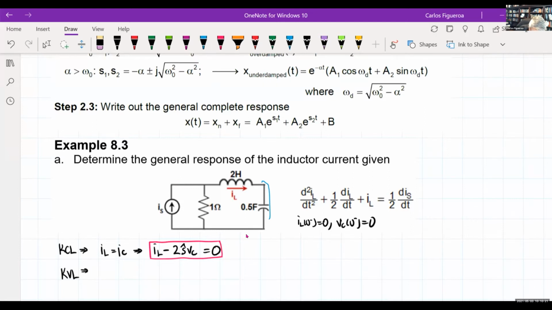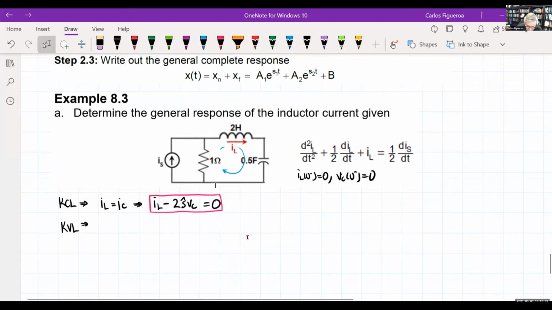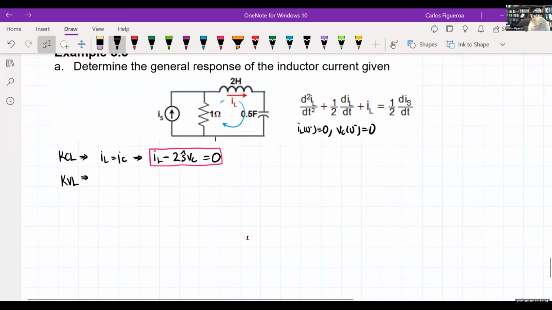Nope. What do you mean? That's not a voltage source. It's got to be this loop right in here. So I'm going to do that loop on the right hand side. So let's go do it then. I can see here that the voltage across the 1 ohm must be the same as the voltage of the inductor plus the voltage of the cap.